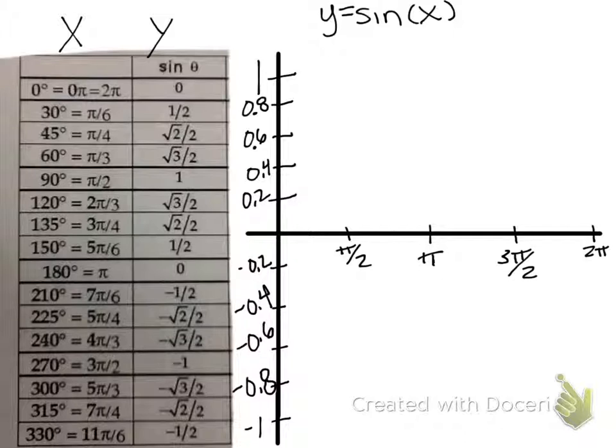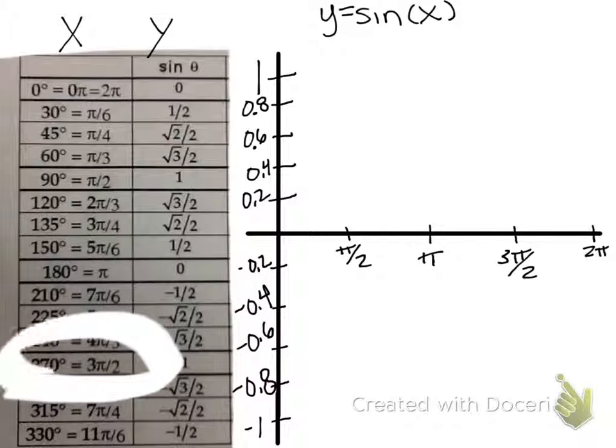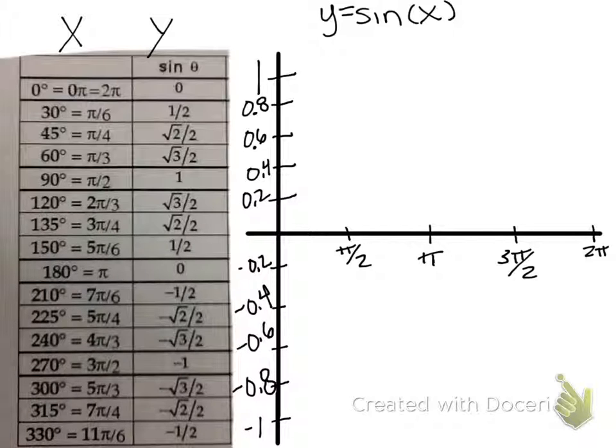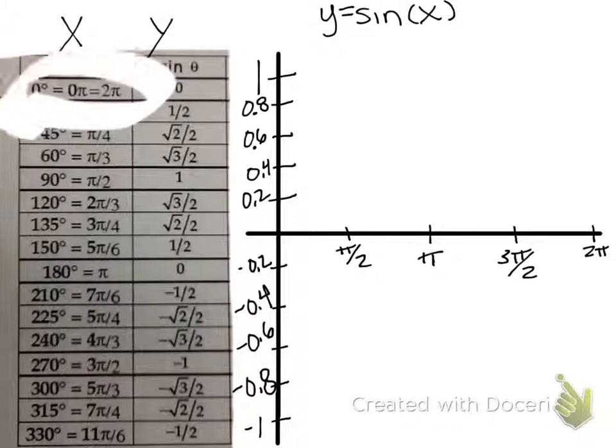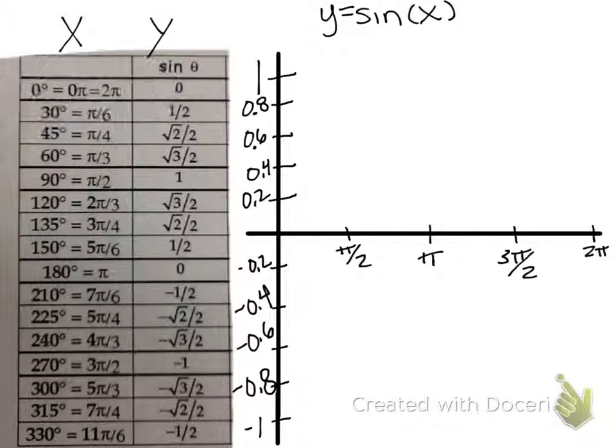So these are each 90-degree rotations, right? Pi halves is going straight up and down, right here, 90 degrees. Pi is 180 degrees. 3 pi halves is 270. And then 2 pi, we're back up here at 0. So those are the key ones.